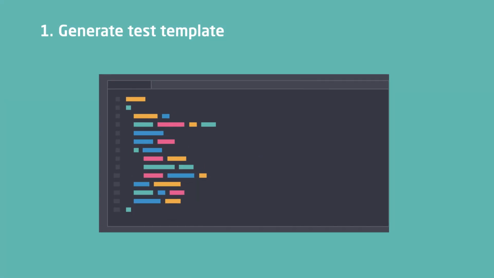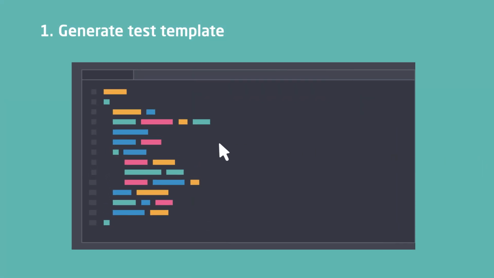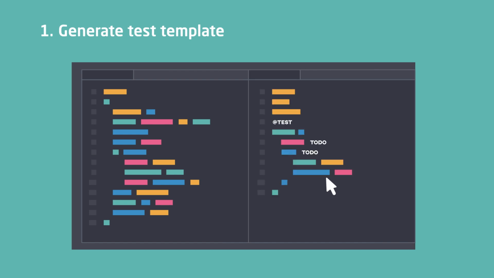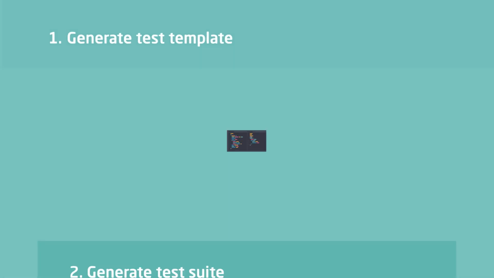Generate Test Template helps you write new test cases faster. Symflower generates all the boilerplate code for you. That includes imports, object initializations, function calls, and more. All that's left for you to do is add values to your new test case.